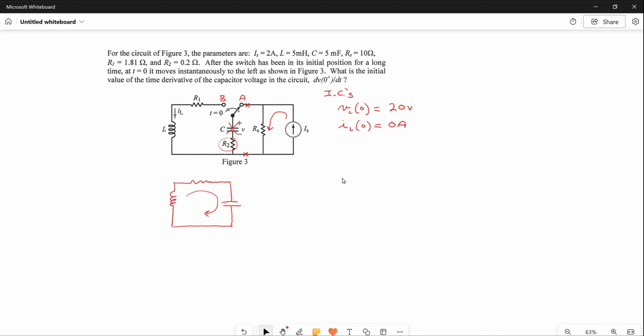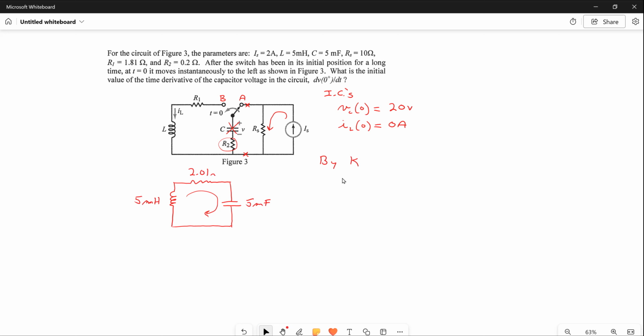So in this case right here, you end up with .01 ohms. This is 5 millifarads, and this was 5 millihenries. I'm getting that from the statement of the problem.